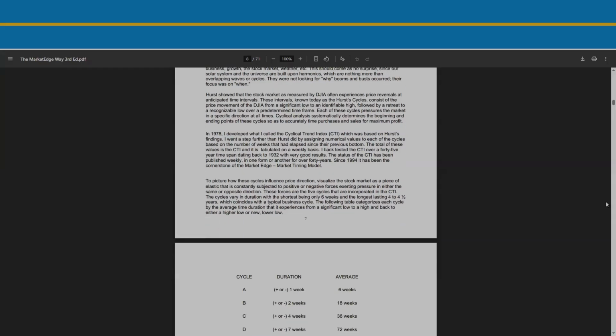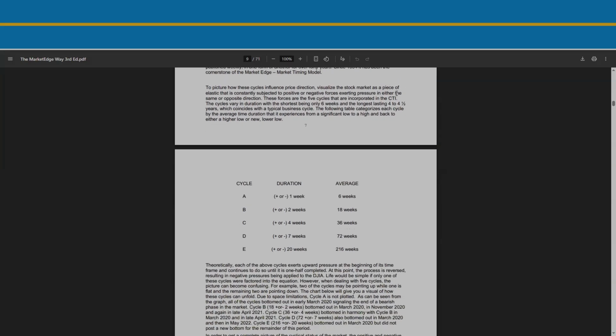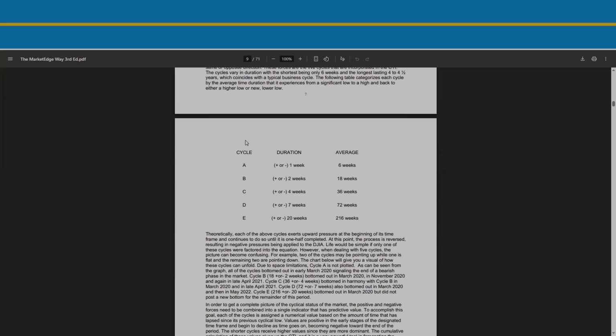So in 1978, after battling this book for 3 or 4 years, I developed what I call the CTI, the Cyclical Trend Index. How this differed from my first work was we took the 5 cycles, here they are, and these are the average durations, and we assigned numerical values to each one of them every week, depending on how far along that particular cycle was in its cycle.